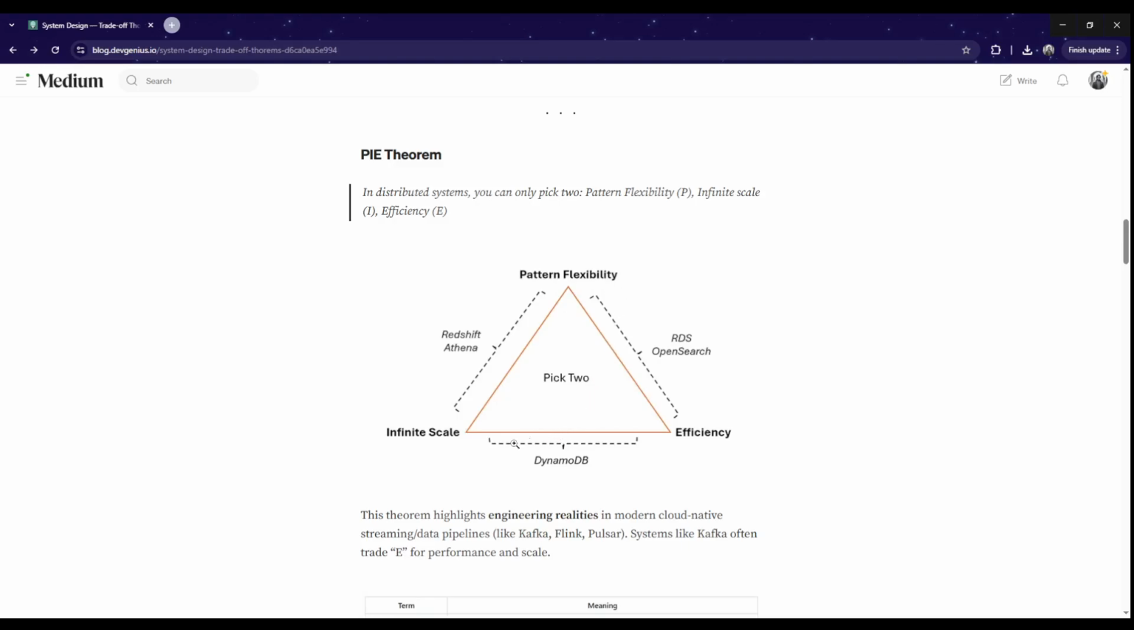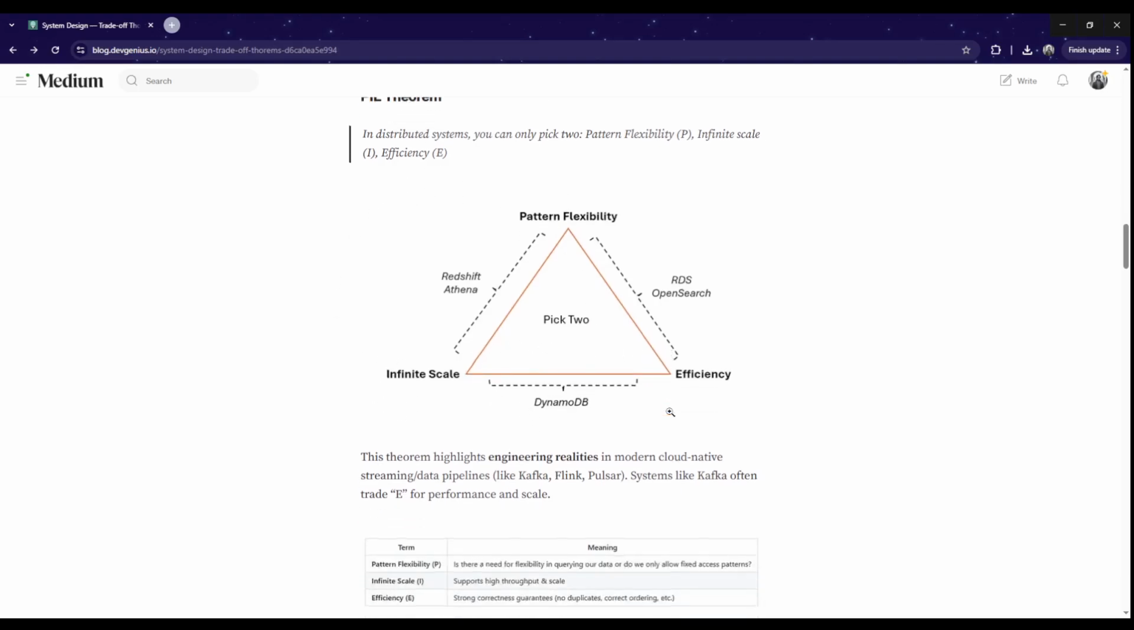What does this mean is when we are choosing, what DynamoDB chooses is that it remains highly scalable, and it chooses efficiency. It does not give us pattern flexibility. So when we do a table design, we have to know the query pattern beforehand if we want to make it highly efficient and infinite scale. So we can't use the same table for ad hoc queries and get the efficiency. So this is the PIE theorem.